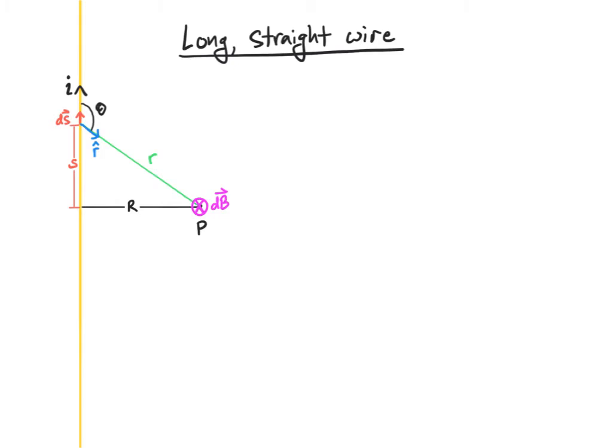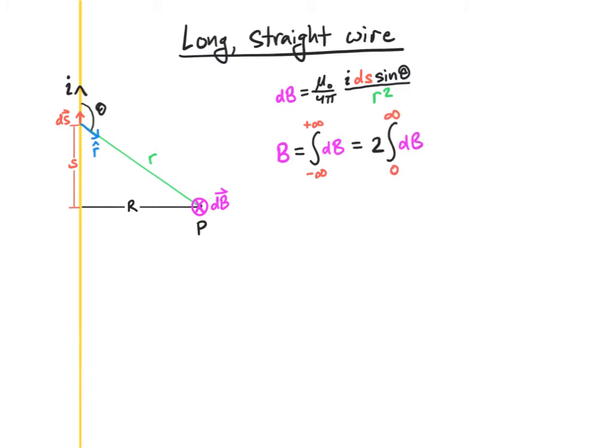So now we can write down that the magnitude of dB is equal to mu naught over 4 pi times the current times ds times sine of theta over r squared. To find the total magnetic field at point P, we then have to integrate this expression from s equals minus infinity to s equals positive infinity along the entire length of this wire. We can actually simplify this a little bit by writing it as twice the integral over half the wire, because the integral from 0 to infinity will give us the same contribution as from negative infinity to 0.